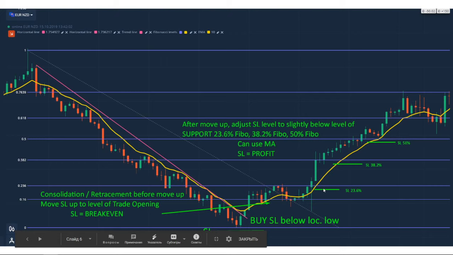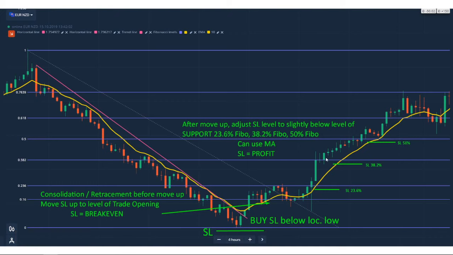And here in this example is where I'm showing you how we can use the Fibonacci levels. As you can see, we have our Fibonacci levels. We had a change in trend, from a downtrend into an uptrend. The levels that we're watching are 23.6, 38.2, 50%, and 61.8 as well. As the price moves up, we adjust our stop loss level from the level of our trade opening to slightly below 23.6.